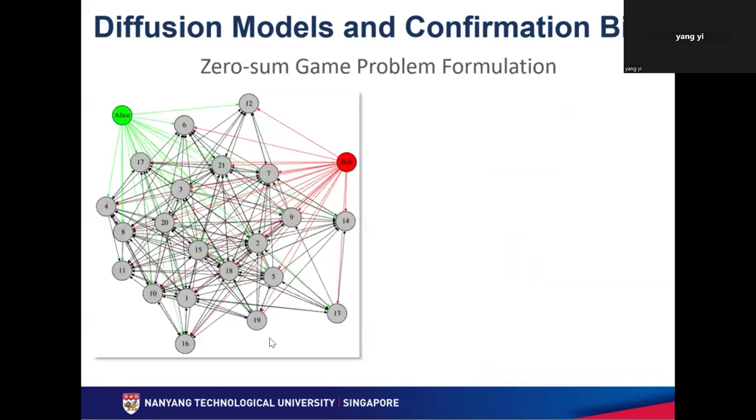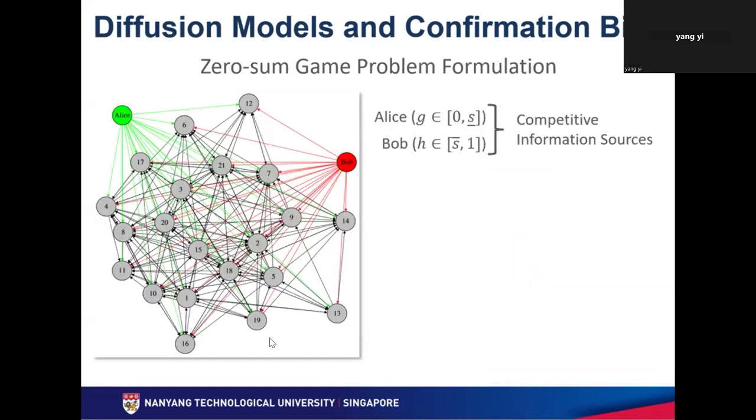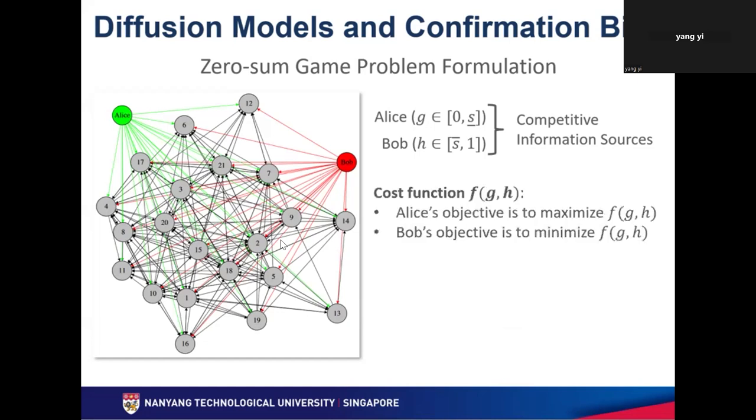So what is a zero-sum game? Like here in the network, there are two information sources, Alice and Bob, and they have competitive opinions. The cost of spreading the information is calculated by the cost function F of G, H here. And Alice's win is the loss of Bob's. So their objectives are offset. Suppose Alice's objective is to maximize the cost function and Bob's is to minimize it. So that's the general meaning of a zero-sum game.